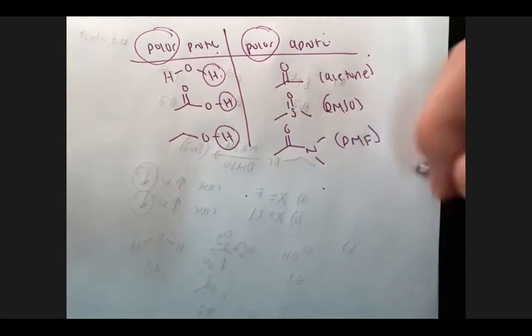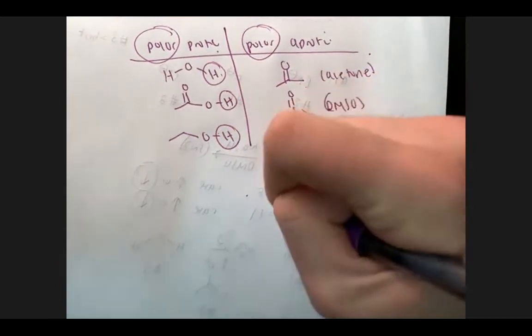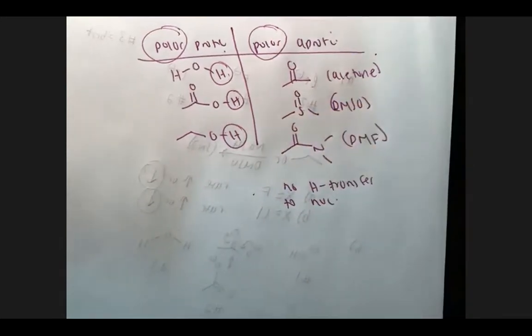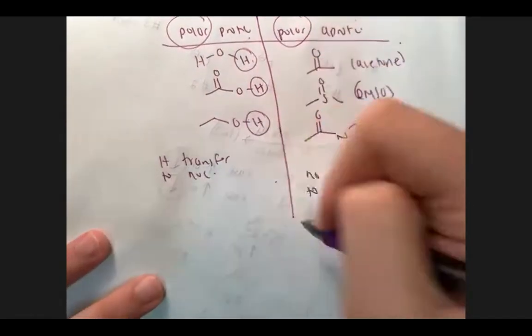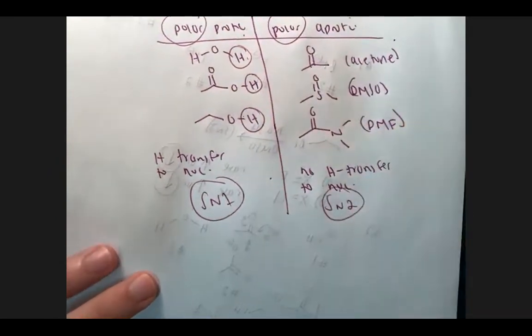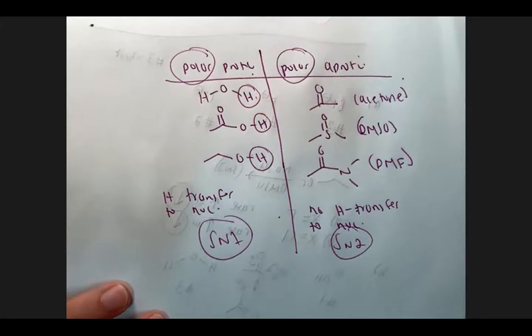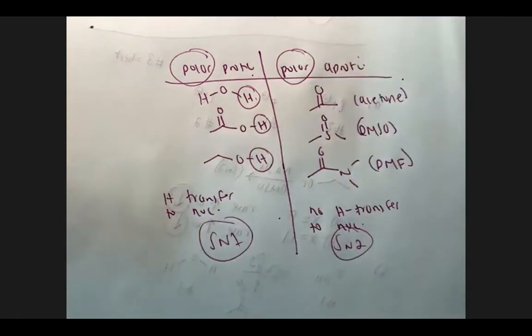So what's happening here is there's no proton transfer to your nucleophile. That's the main key here. And here, there is proton transfer to the main nucleophile. So this is a situation where we would want SN1, and this is a situation where we want SN2. We're going to see that in a little bit more detail. So are we all clear on the difference between polar protic solvents giving me SN1 pathways, and polar aprotic giving me SN2 pathways?